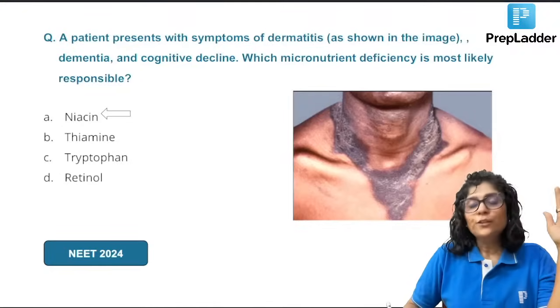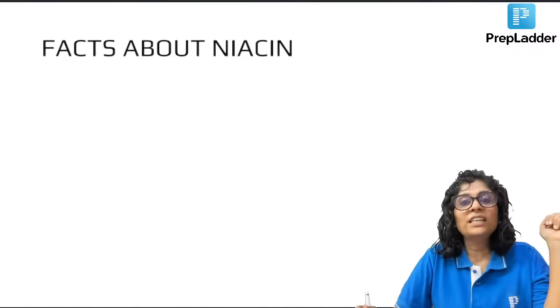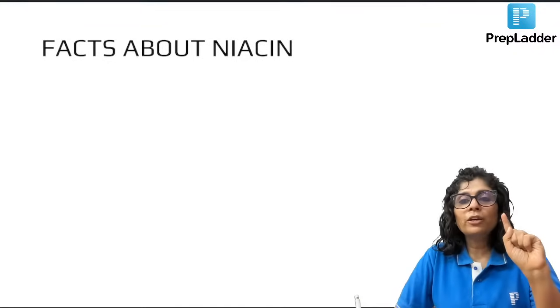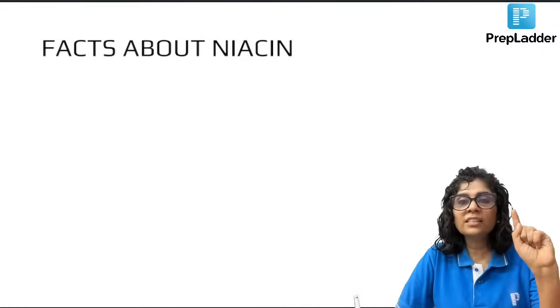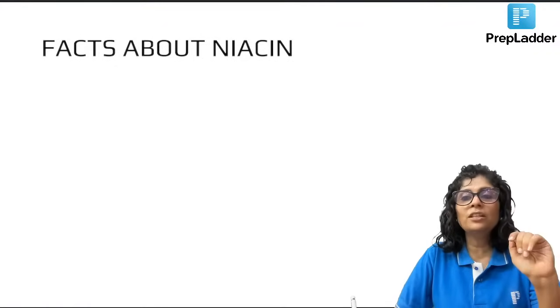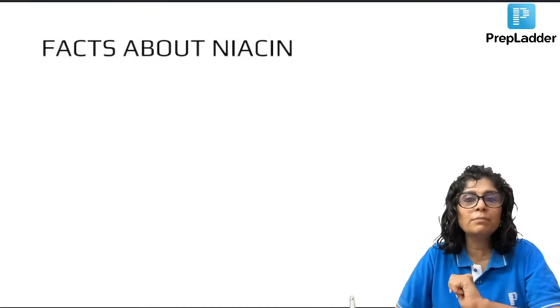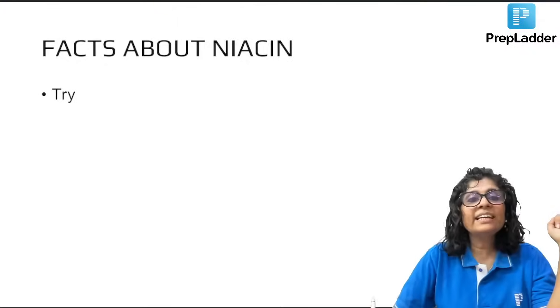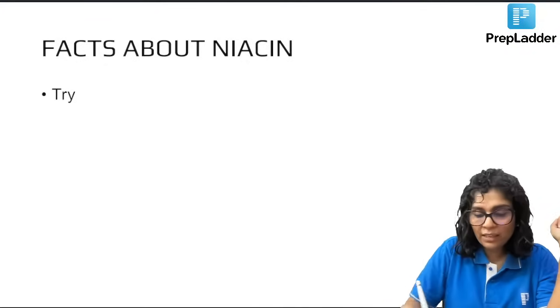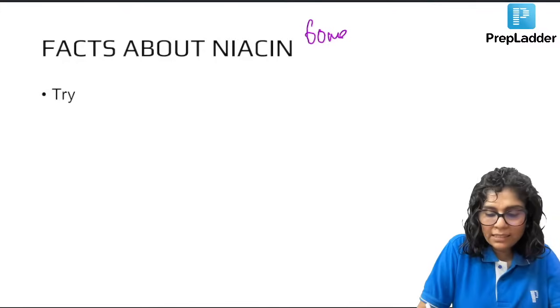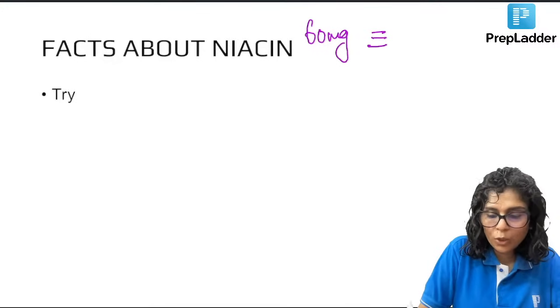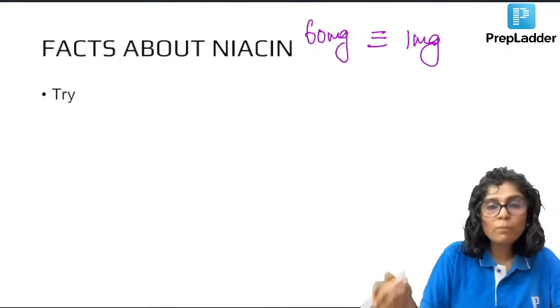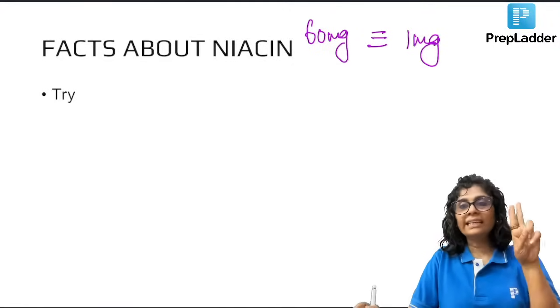So niacin, few facts about niacin. Niacin is one micronutrient which can be synthesized by your body, right? It's an essential micronutrient that can be synthesized by your body from tryptophan. Please remember, niacin is synthesized from tryptophan. You must have learned that 60 milligram of tryptophan is equivalent to 1 milligram of niacin.